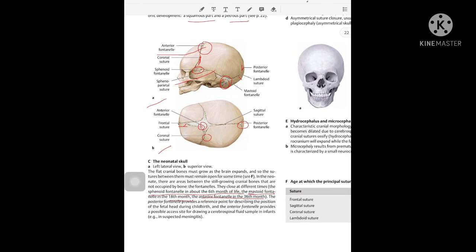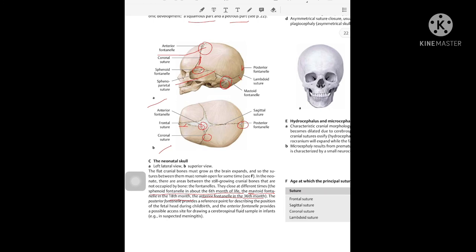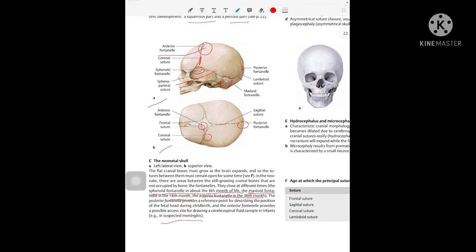So the posterior fontanelle provides a reference point for deciding the position of the fetal head during childbirth, and the anterior fontanelle provides a possible access for drawing a cerebrospinal fluid sample in an infant, for example when meningitis is suspected.